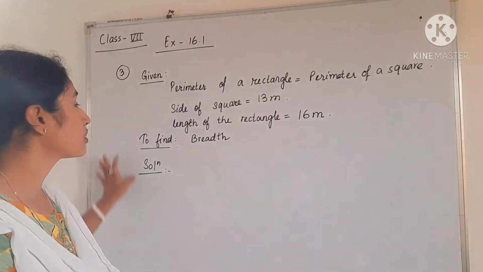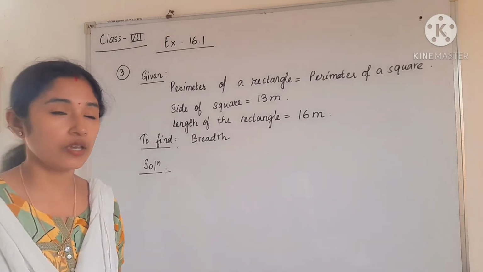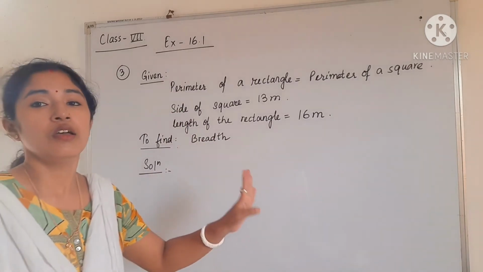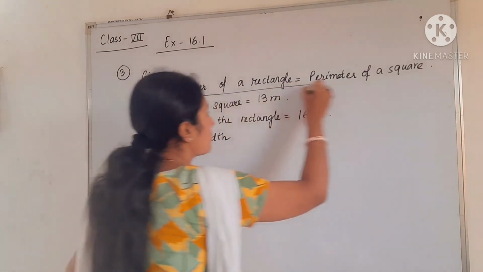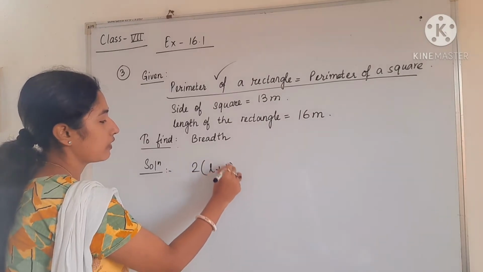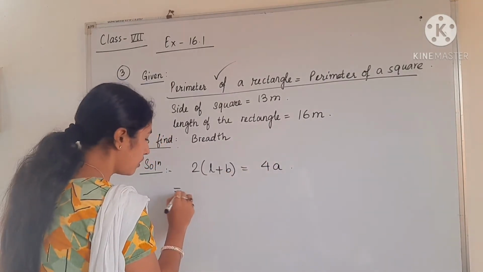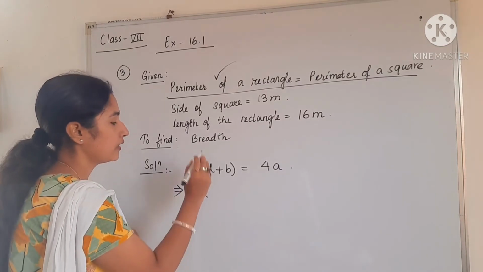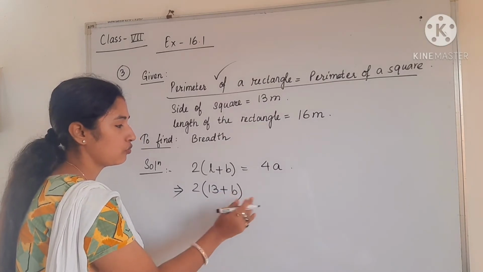Now I am starting from question number 3. So see here, the perimeter of a rectangle is equal to the perimeter of a square. It is given. Okay, and what more thing are given? Side of square is given and the length of the rectangle is given. Now we have to find the breadth of the rectangle. Okay, so from this statement, what we can write? See, the perimeter of rectangle is what? 2 into L plus B. We can write it here. And perimeter of square we can know 4 into A. Okay, so now we will put the values which are given. So given that length is 13, so we are writing L as 13. Then B is not given, so we have to do like this.